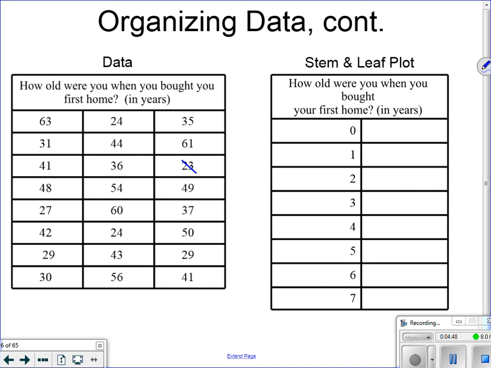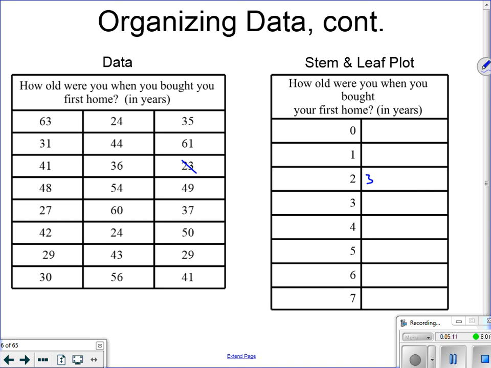Now how a stem and leaf works is, you notice on the left-hand side, the left column of my stem and leaf, we have 0, 1, 2, 3, 4, 5, 6, 7. Okay? So 23 is going to go with the 2, and I'm just going to put the 3 there. So when I look at that, that is going to read as 23.